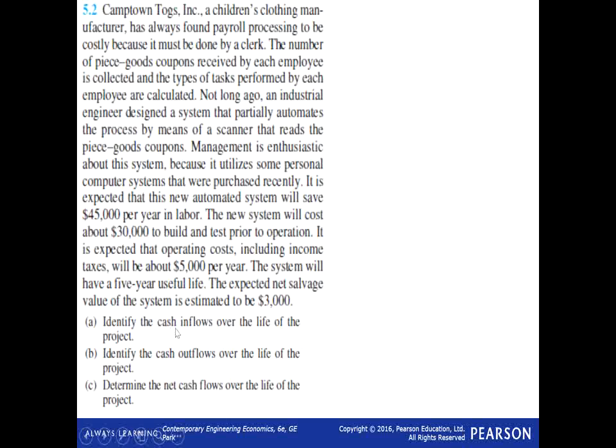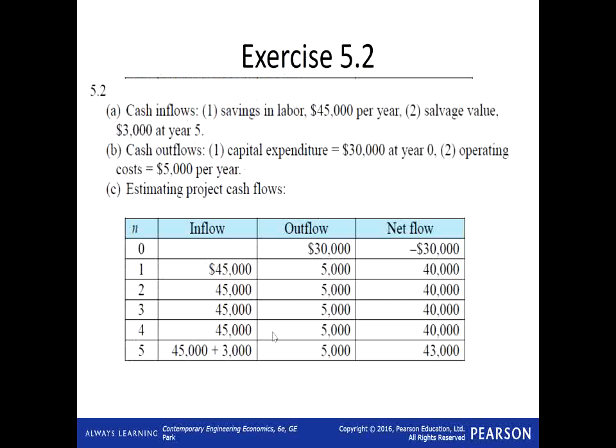Now the question: identify the net cash inflows, meaning the benefits, the cash outflows, meaning costs or expenses, and the net cash flow. It's similar to the previous question. Cash inflows are the savings in labor, which is 45,000 per year. Salvage value is 3,000 at year 5. Cash outflows are the capital expenditure in year 0, which is this one, or in a table it is like this one. Operating costs are 5,000 per year. So estimating project cash flows together, this is the answer to part C: inflows, outflows, and net flows, which is inflow minus outflows. So this is the cash flow cycle.